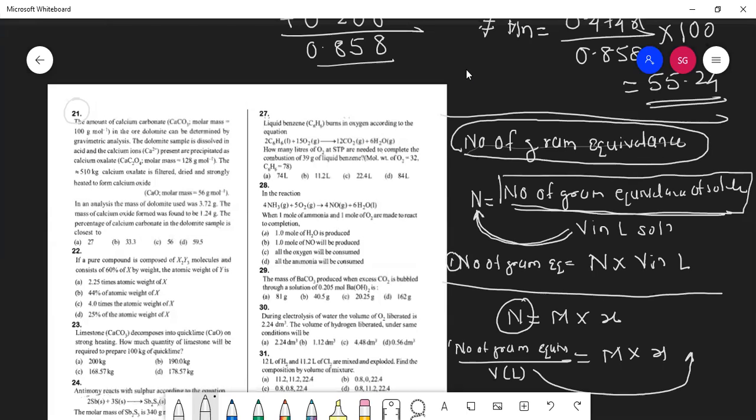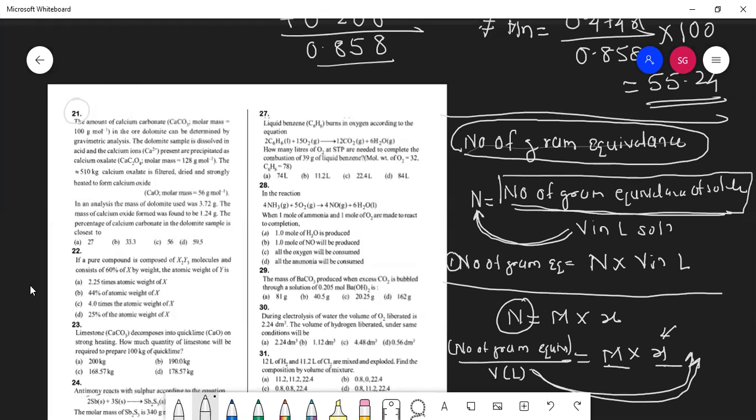Number of gram equivalents is equal to M into X, and this X is the valency factor. For an acid, the valency factor is how many H plus it gives. For a base, how many OH minus it gives. For a salt, it is the total positive charge. Do you remember it?